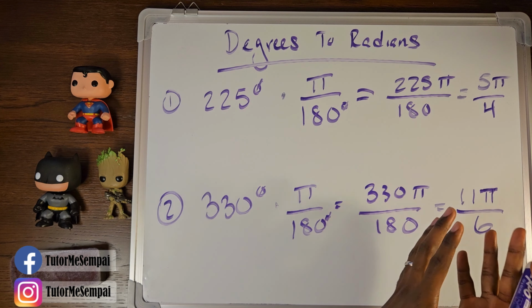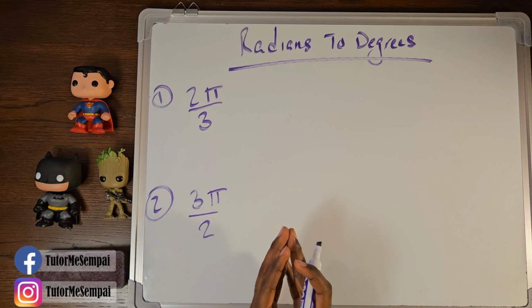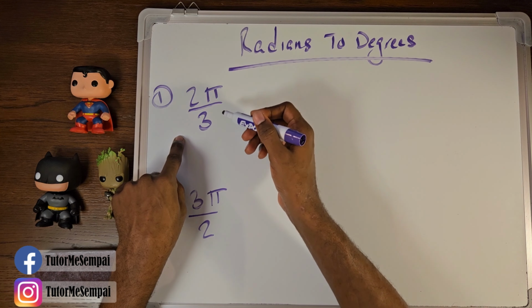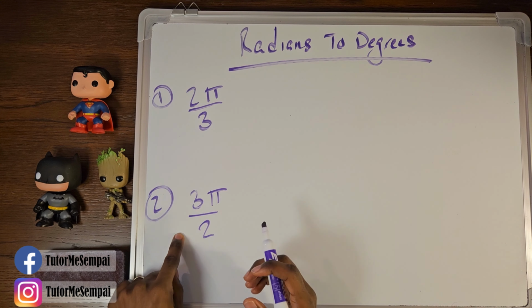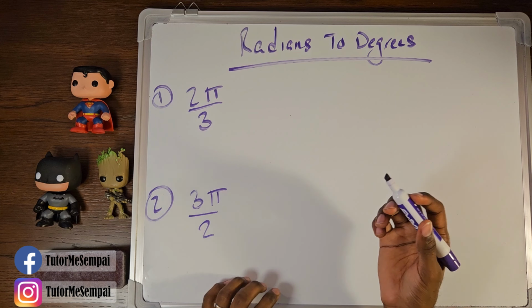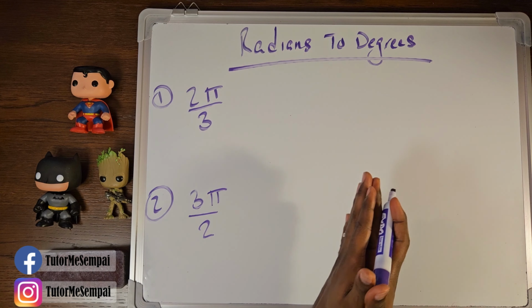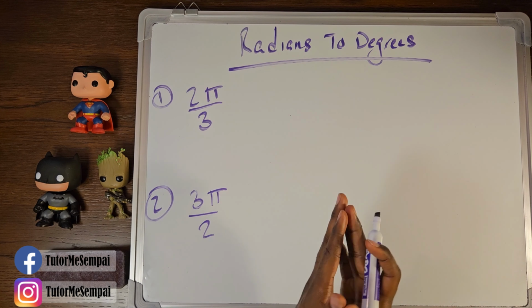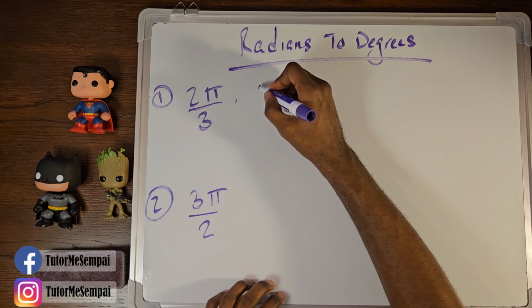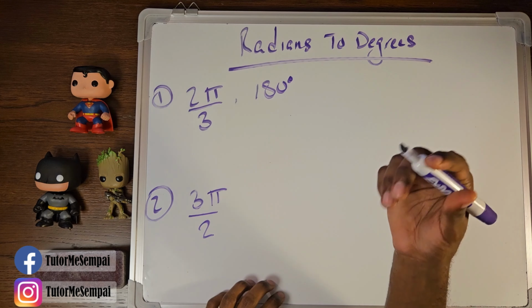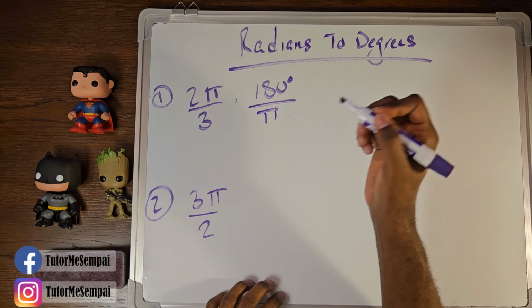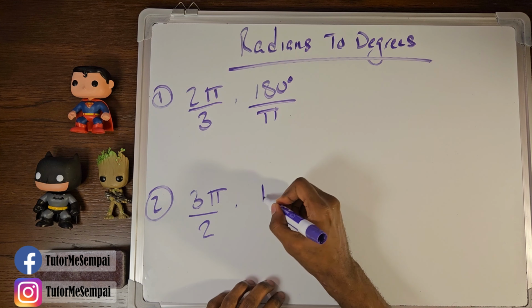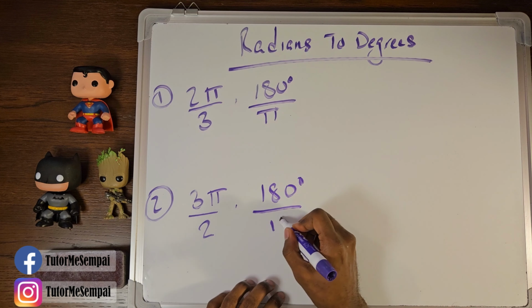Now let's try going from radians to degrees. For these examples, we're going from radians to degrees. We have 2 pi over 3 for our first one and 3 pi over 2 for our second one. So remember, what are going to be our conversion fractions that we're going to be using in this case? Well, because we're going to degrees, we want to make sure that our 180 degrees is in our numerator, which means that our pi has to be in our denominator. So we're going to use that same fraction for both of these. So it's 180 degrees over pi.